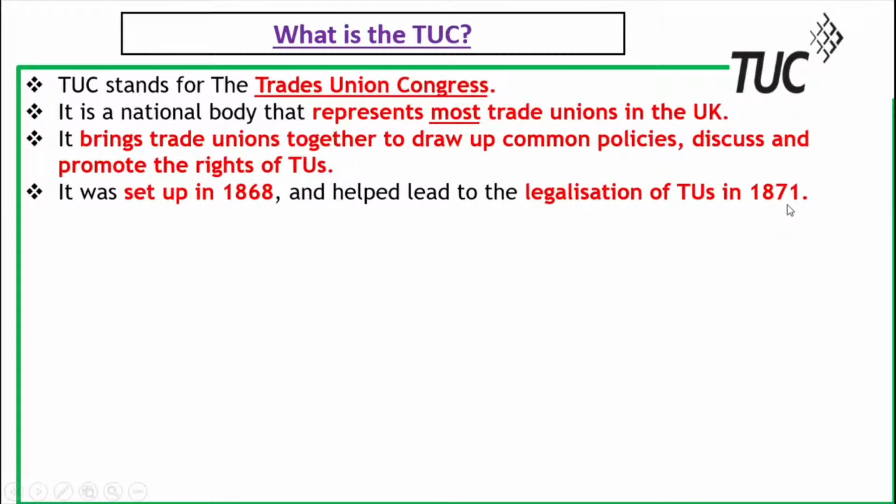Prior to 1871, trade unions were not legal and therefore wouldn't have been able to take industrial action. It wasn't until the Trade Union Act in 1871 was introduced that they were allowed to do such things and form as trade unions. It was the TUC that helped to campaign to ensure this piece of legislation was introduced.